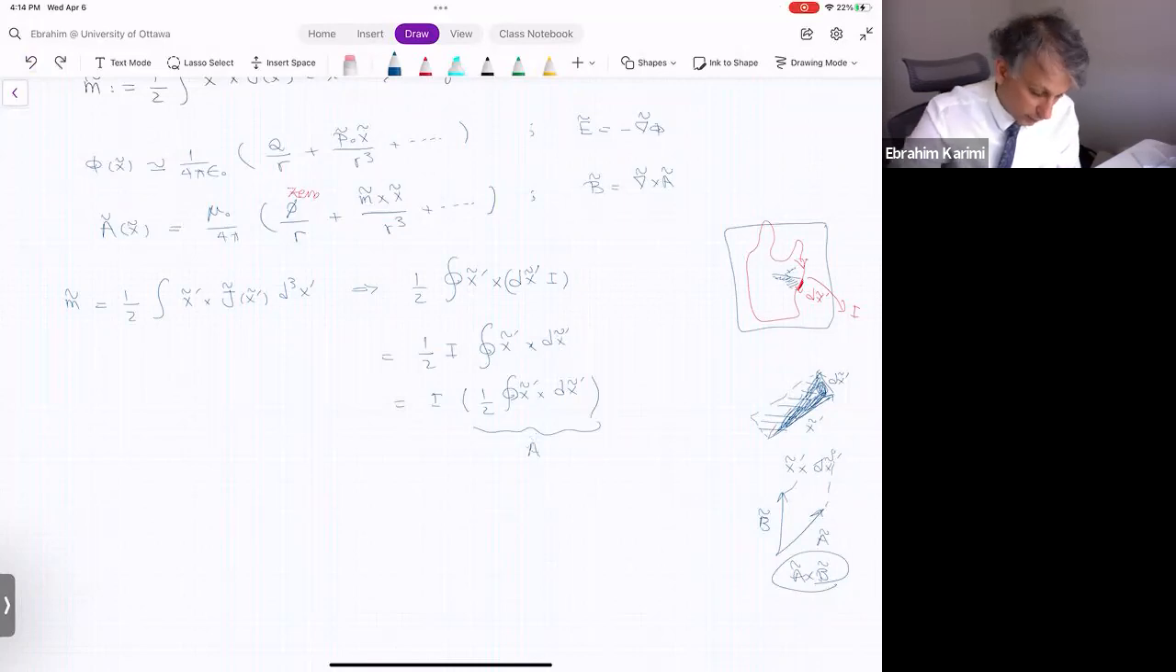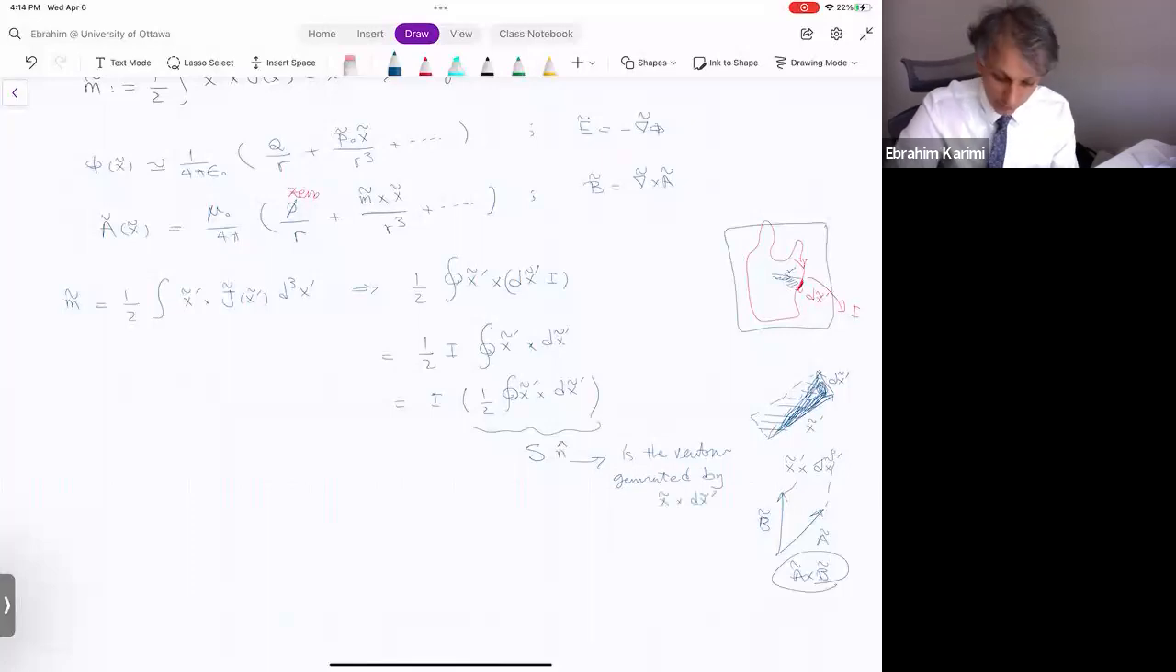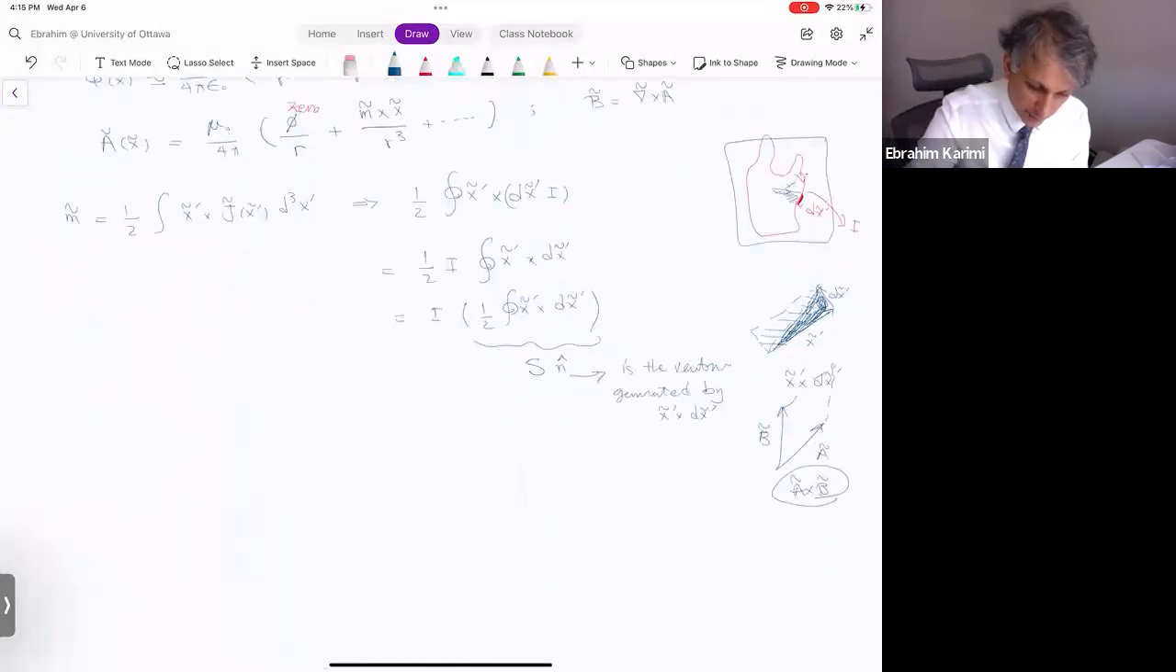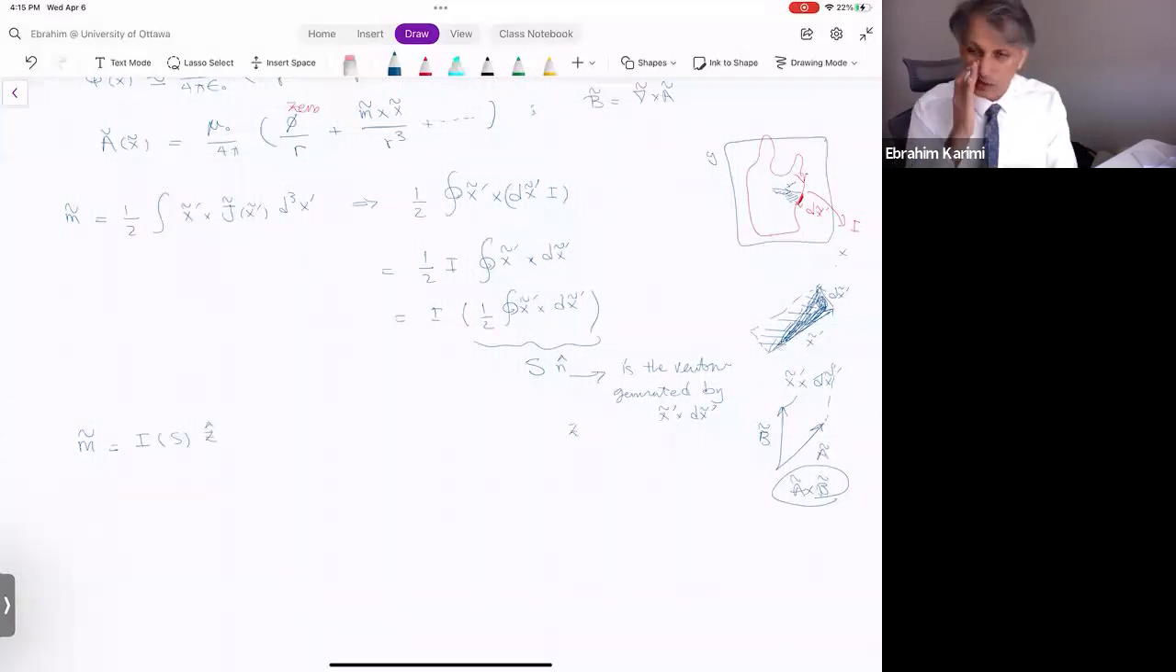Or I can write it in a different way. I can write it as S multiplied by the n vector, which is the vector generated by x prime cross dx prime, orthogonal to both of them. All right. It's orthogonal to that surface. So if that is in the plane of x and y, definitely that vector will be z. So essentially, the magnetic dipole moment will be I multiplied by the surface multiplied by the unit vector normal to the surface.